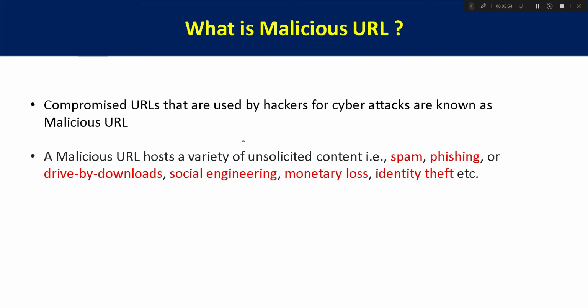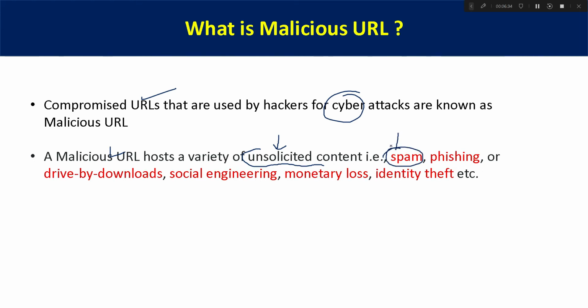As I told you, compromised URLs and websites that are used by hackers for different types of cyber attacks, cyber crimes, or for hacking a particular person's account are known as malicious URLs. This is just a basic definition. But what does a malicious URL consist of? A malicious URL consists of a variety of unsolicited content. What do I mean by unsolicited? That is, harmful content like spam.